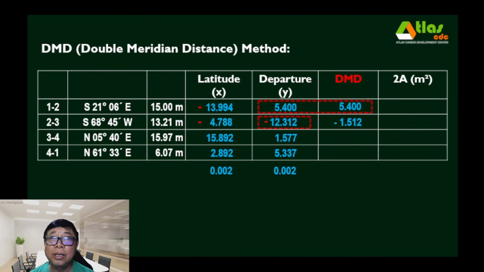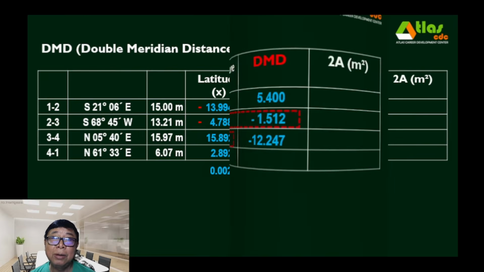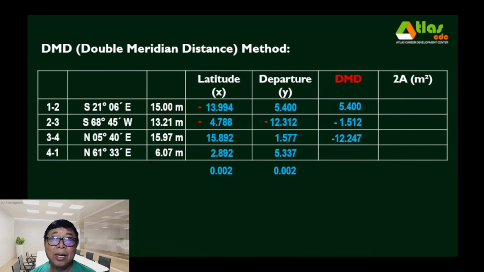For the next DMD, we do the same. We add the three values here. Negative 1.512 plus negative 12.312 plus 1.577 will give you the third DMD at negative 12.247. And then for our last DMD, we again add those three values. It will be 1.577 minus 12.247 plus 5.337, which will give you negative 5.333.